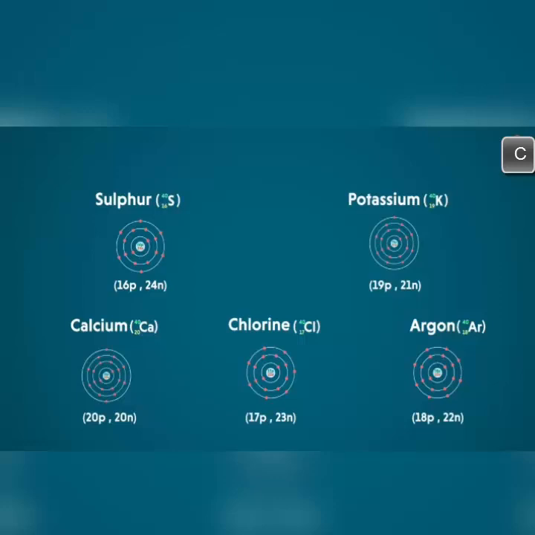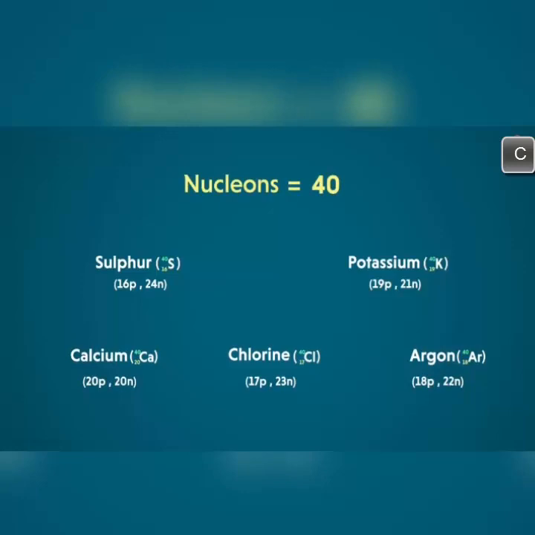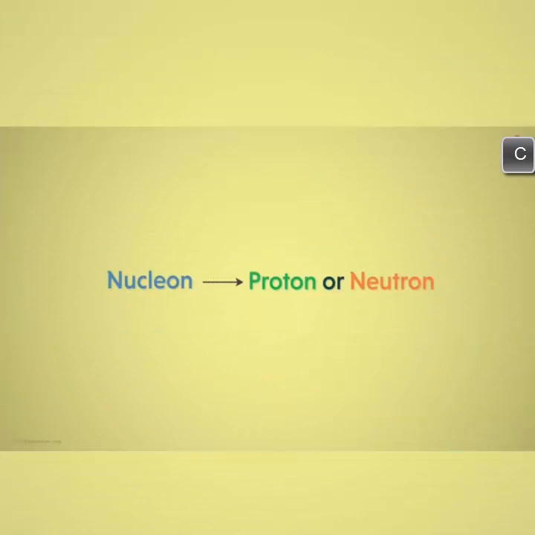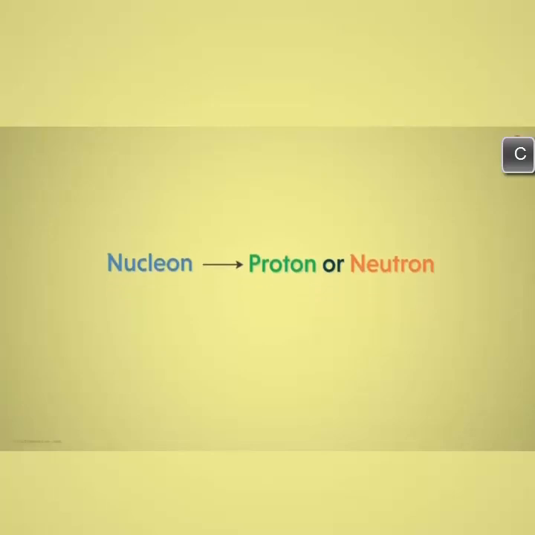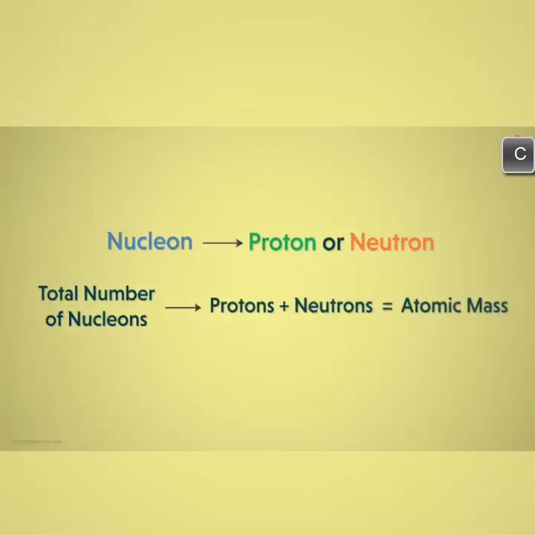This indicates the number of protons in sulfur is 16, but the number of neutrons is 24 in the case of sulfur. This can be said to be nucleon. Nucleon, it may be a proton or neutron, and the number of nucleons present in the nucleus of an atom can be calculated as the sum of protons and neutrons. This number of protons and neutrons is said to be atomic mass.